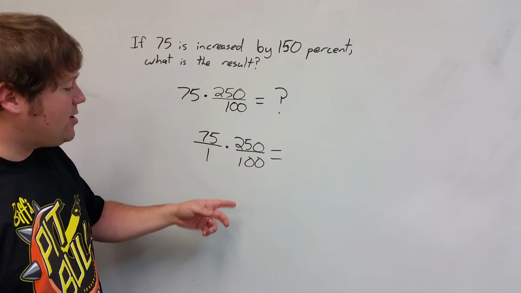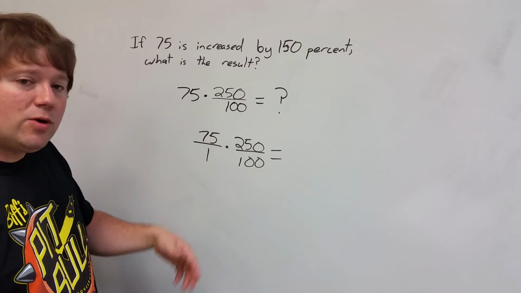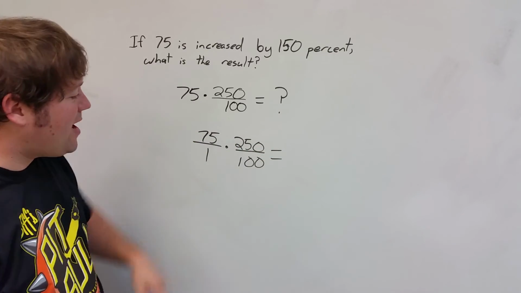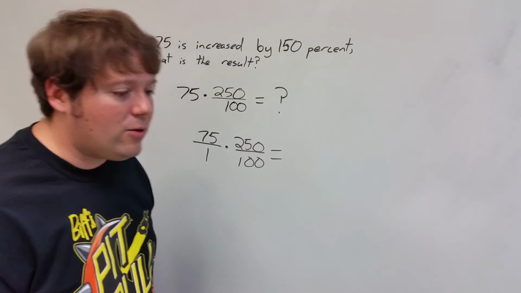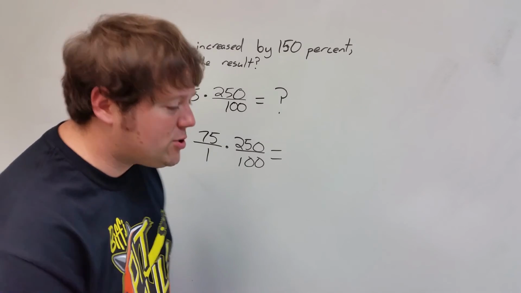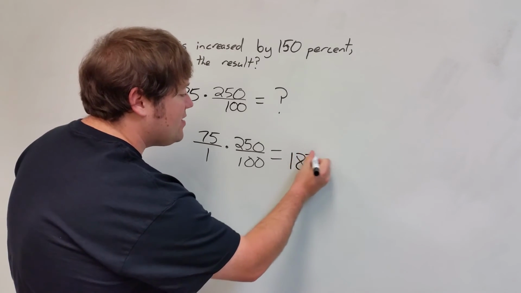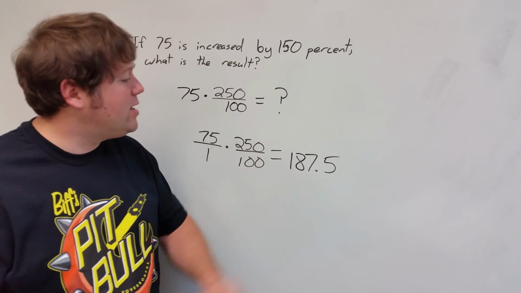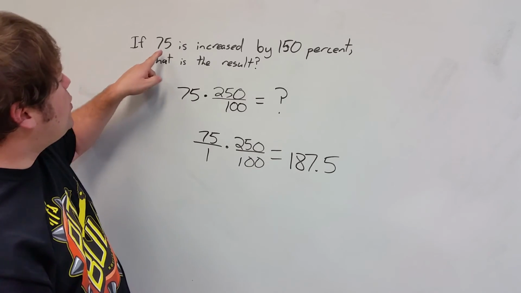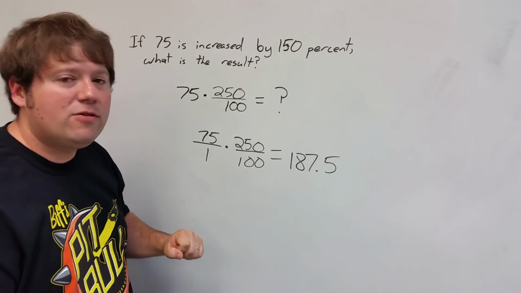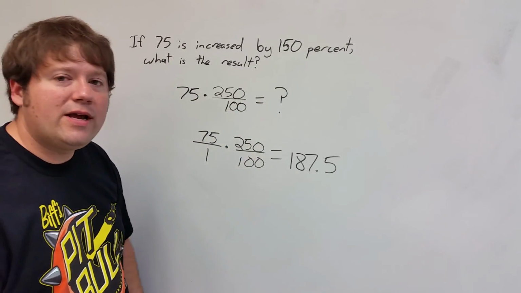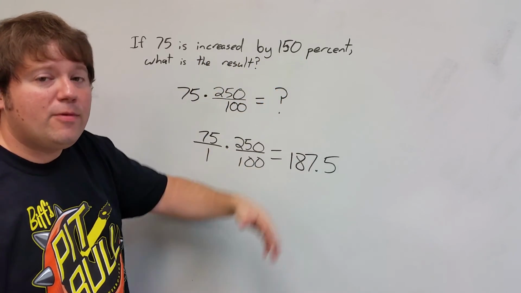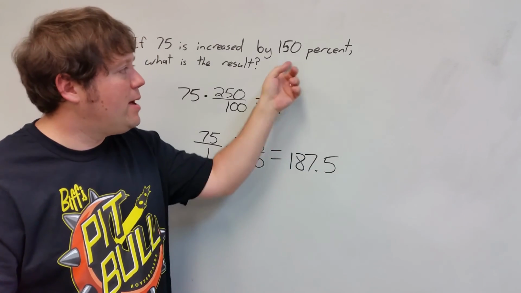Now, we can simplify here again, or you can simplify this way. Or if you're a glutton for punishment, you can multiply it straight out and then divide by 100. No matter how you do it, though, you're going to get an answer that is 187.5. So whichever way you work that out, you should get 187.5. So when 75 is increased by 150%, we get 187.5. So just be careful. Anytime you see that in a problem, if it's increased by a percentage, make sure you add 100 to it.